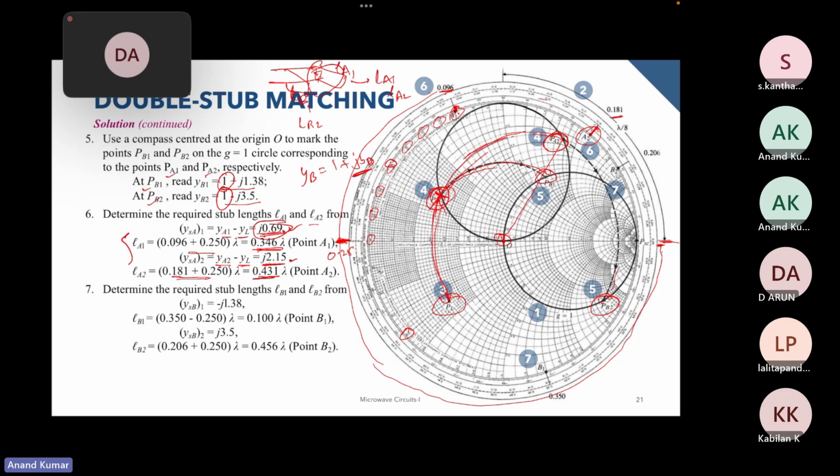Similarly, now we have to find out the value of the length of the second stubs. So if you remember, we have already made y be equal the real part as 1. The imaginary part has to be taken care of by the second stub. So this reads to be j 1.38 and j 3.5. Now similarly, we'll mark the point b1 and b2 on this Smith chart. So b1 is found to be over here, and b2 is found to be over here. So you just read the imaginary part values. It is written on the corners.